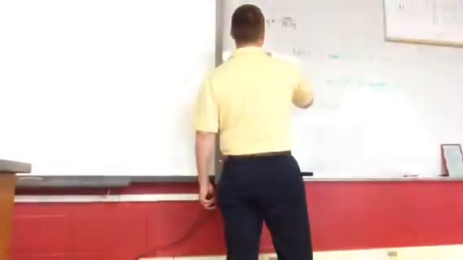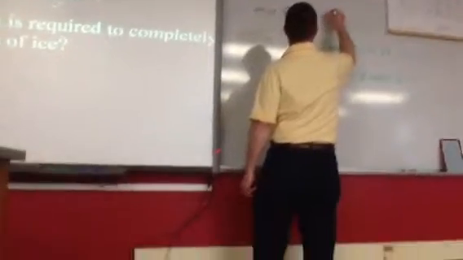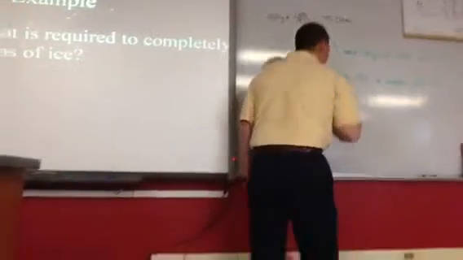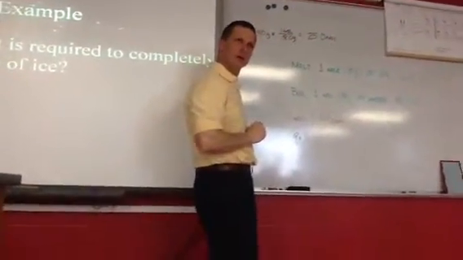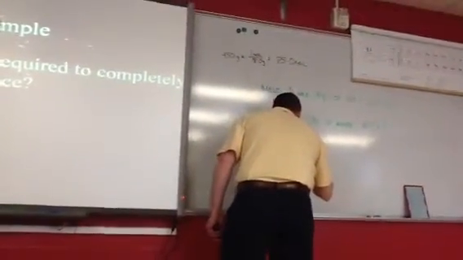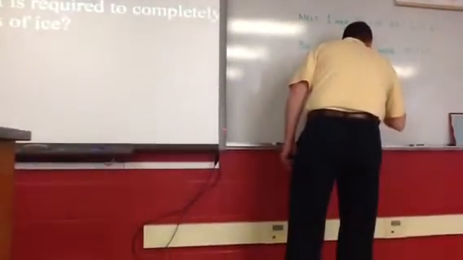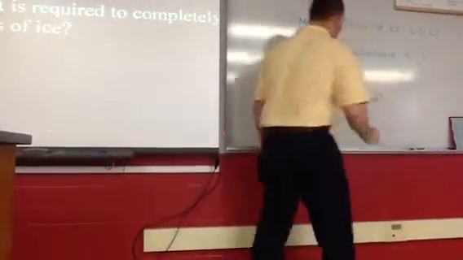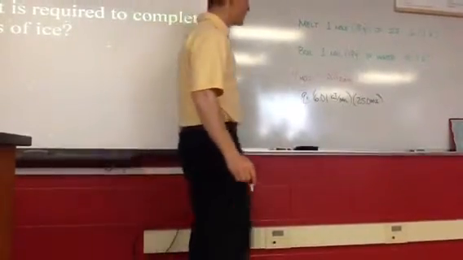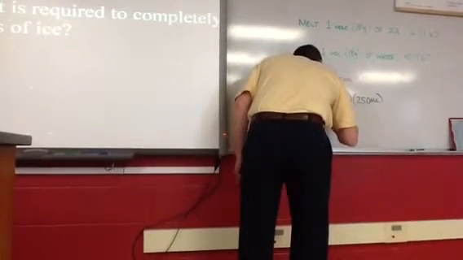450 divided by 18? 25. So it's 25 moles. So the Q is equal to, which delta H do we use? 6.01, the one for melting, not boiling. 6.01 kilojoules per mole, times the number of moles, which is 25. It'd be about 150. So we can use 3 sig figs. Let's just call it 150 kilojoules.